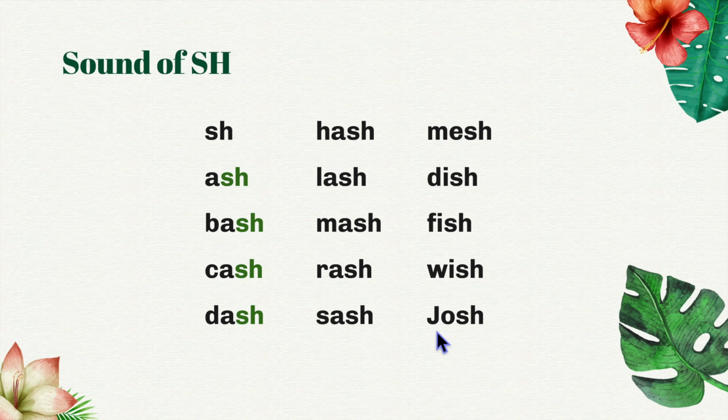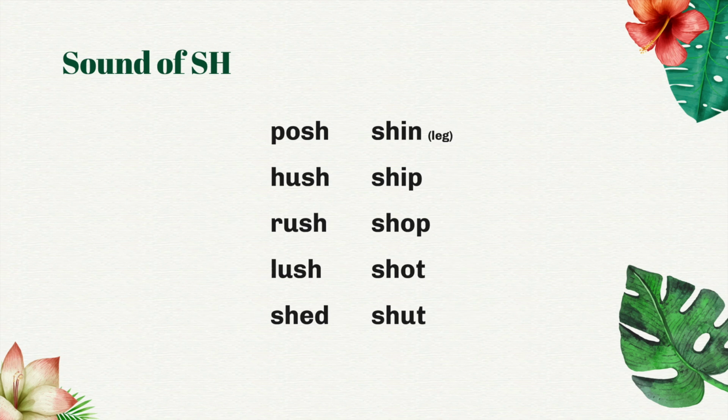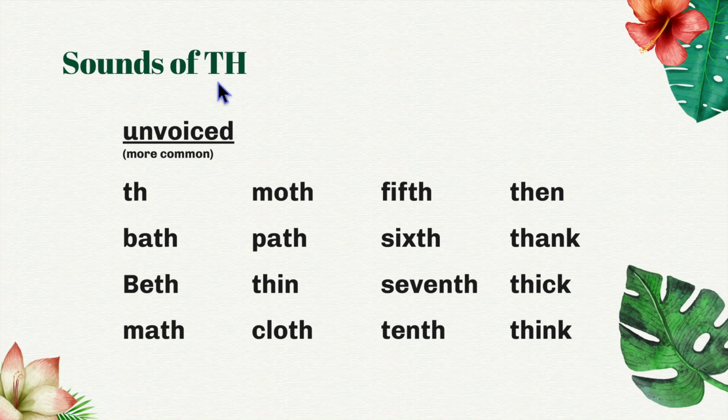This is a name. That's why it has a capital letter. Josh. Posh, hush, rush, lush, shed, shin. The shin is the lower part of your leg in the front. Ship, shop, shot, shut.